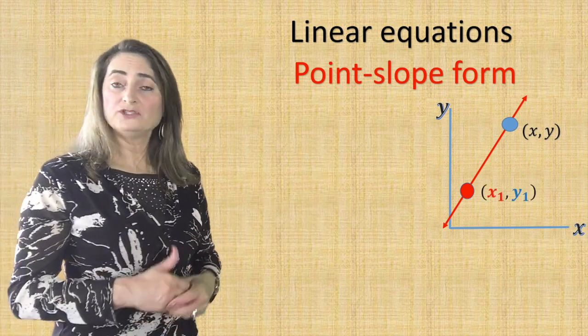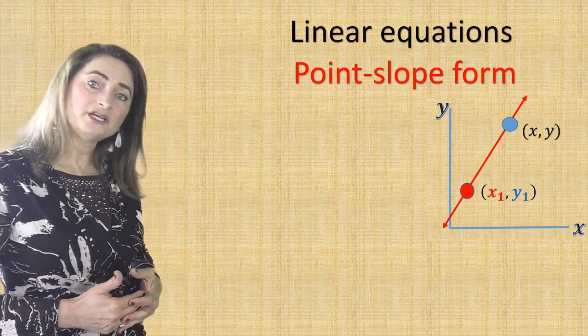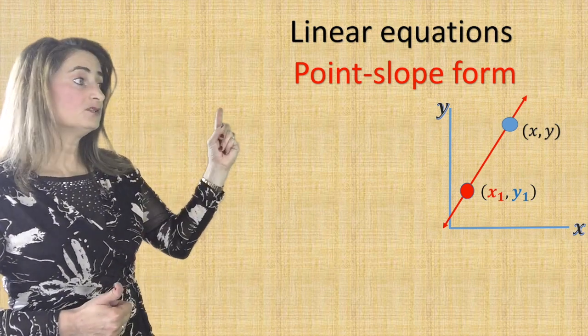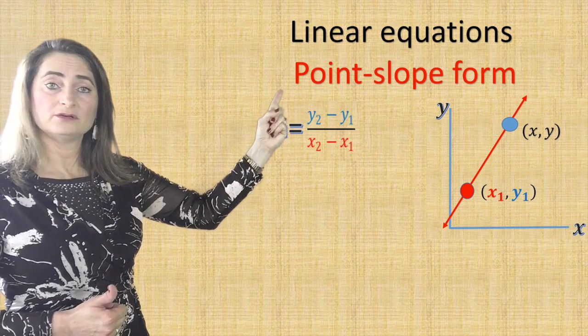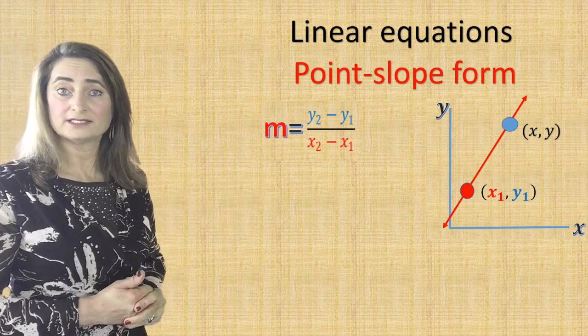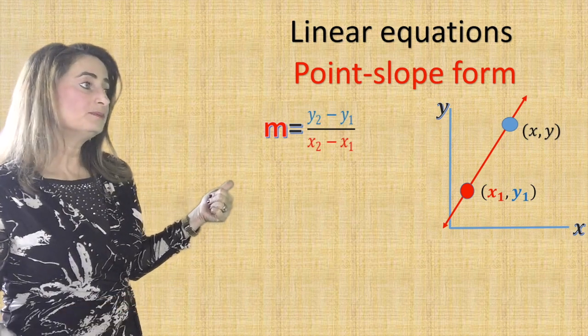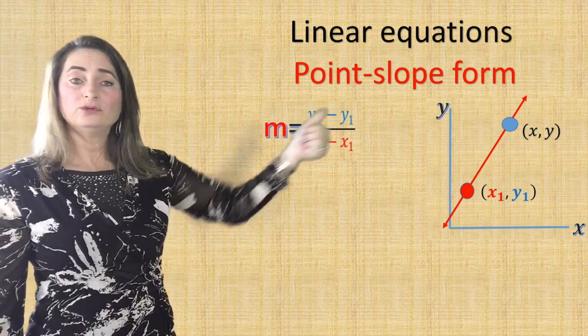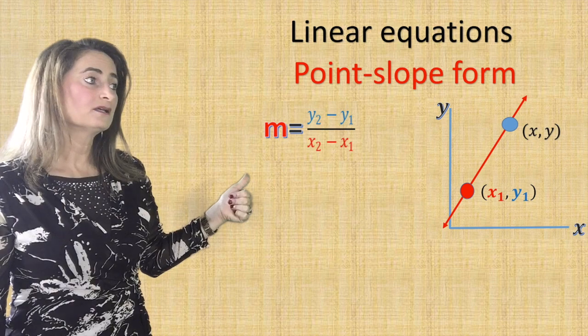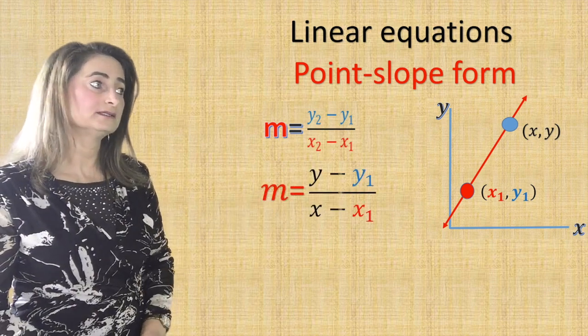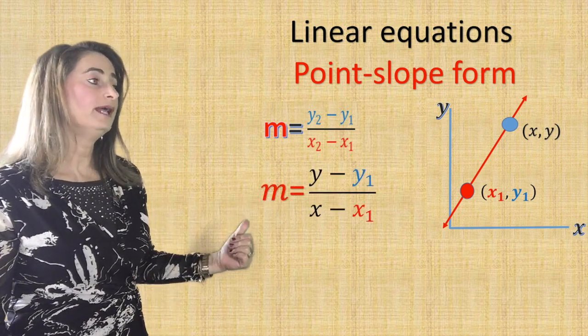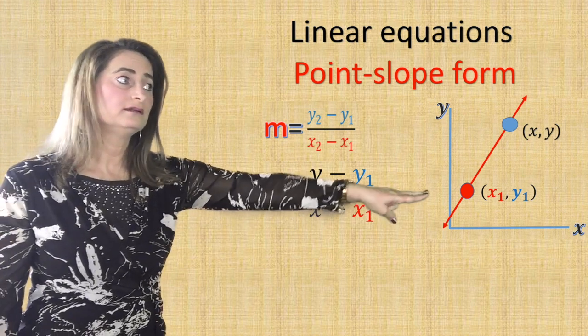We said what makes a linear equation linear is a constant rate of change, which is the slope. So let's use the slope, m equals the difference in the y's divided by the difference in the x's, using those x and y coordinates. Let's substitute: y minus y1 from the second coordinate, and then x minus x1 from that red coordinate.